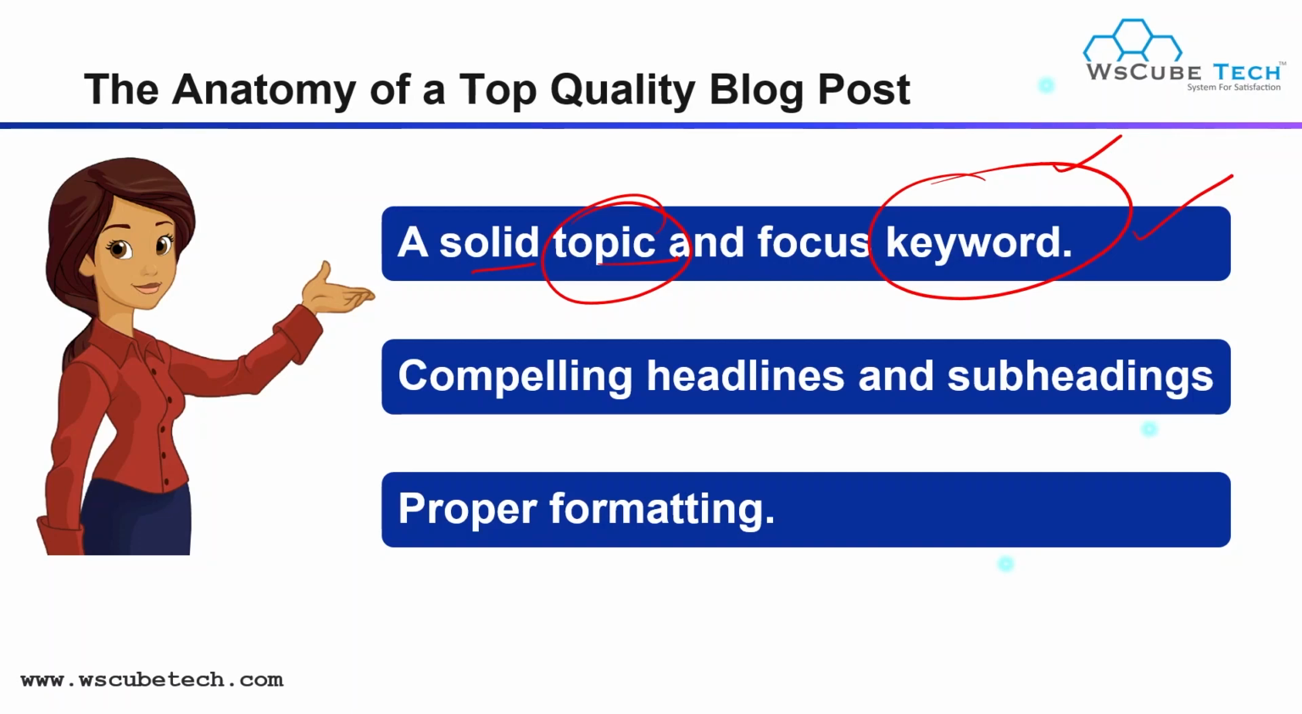Next is proper formatting. So depending on the type of blog post you write, what is considered proper formatting will vary. That said, in general, you will want to use subheadings, that is your H2, H3 and so on, and incorporate bold, italics, lists and other similar elements to provide variety within your blog post.